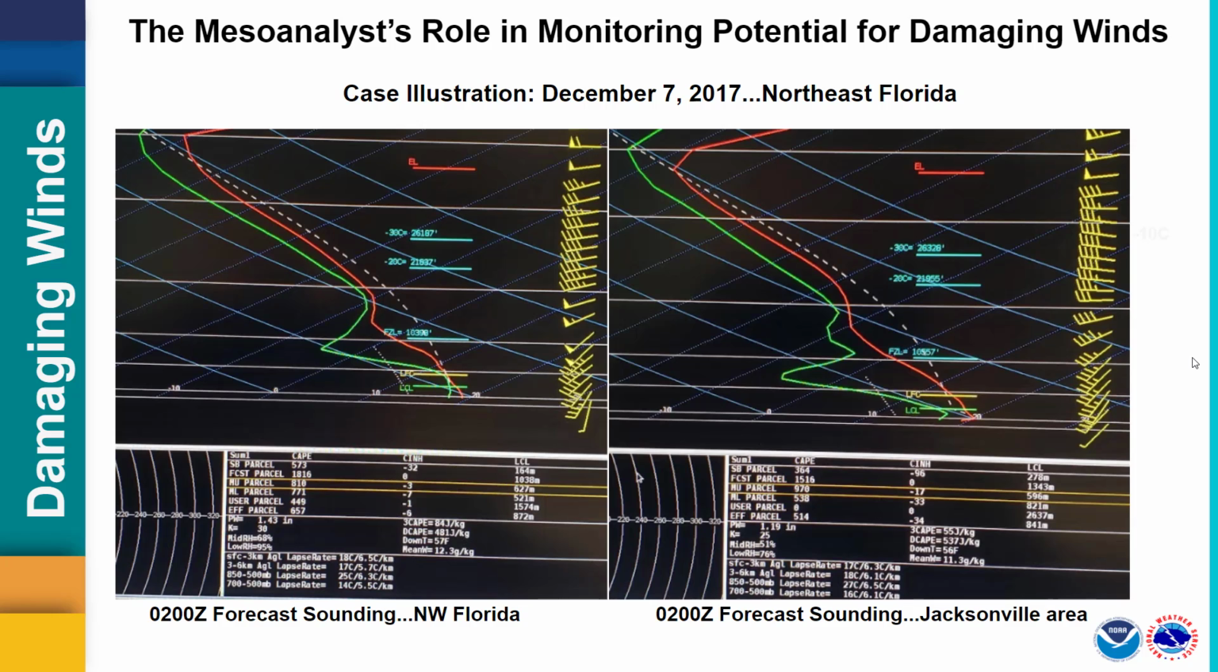Here we see 2Z forecast soundings for northwest Florida on the left, just ahead of the squall line, and the Jacksonville area on the right. This gives a decent side-by-side of likely conditions south of Jacksonville, similar to the left image, and north of Jacksonville, similar to the right image.